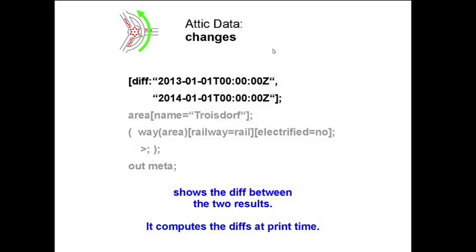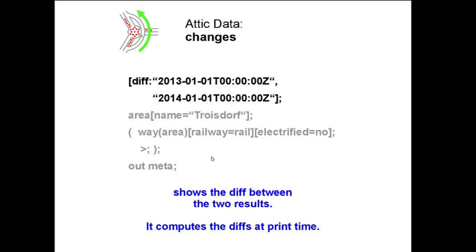The next step is to not get the state at a certain date, but the diff between two states. This will tell you what has changed to the result of this query between these dates. For example, you can ask what has changed in this year for these railway rails in the small town called Trostorf. And this will show you the diff between the two results. This is computed during print time.